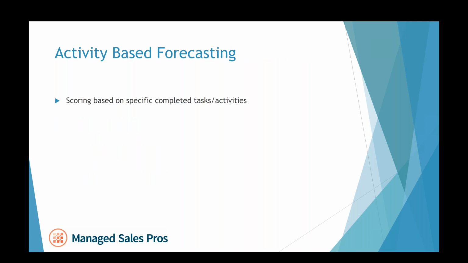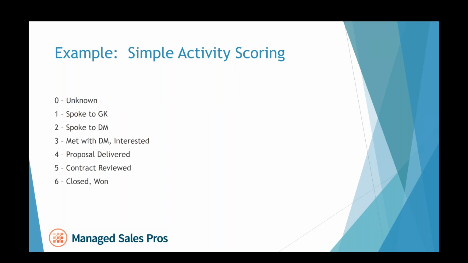Now, one other way to approach forecasting is using activity-based forecasting. So this is a score based on specific completed tasks or activities. So here, a simple activity scoring profile might look like this. The 0 is still that unknown piece of data. 1, I spoke to the gatekeeper. 2, I spoke to the decision maker. 3, I met with the decision maker and they're interested in moving forward.